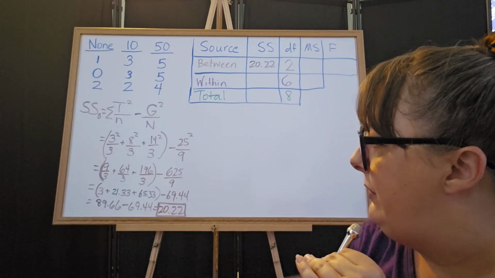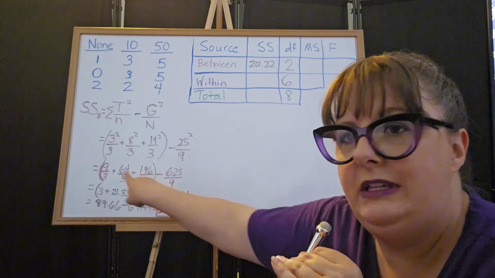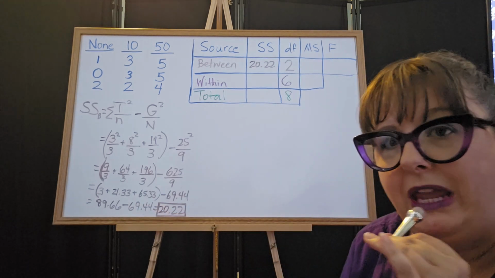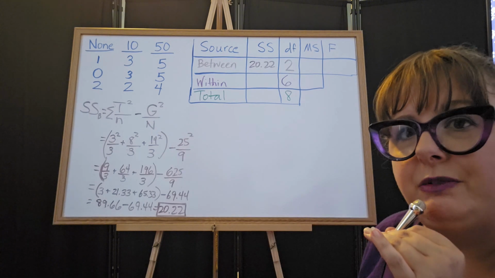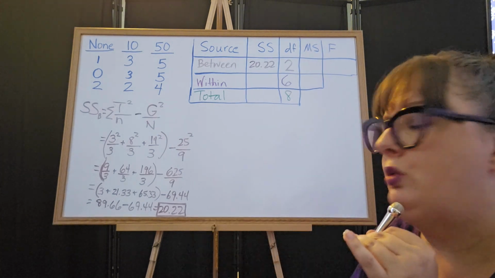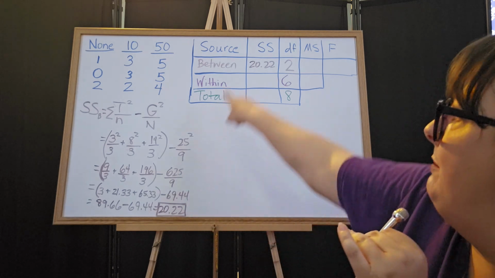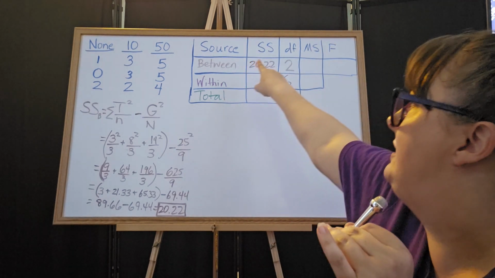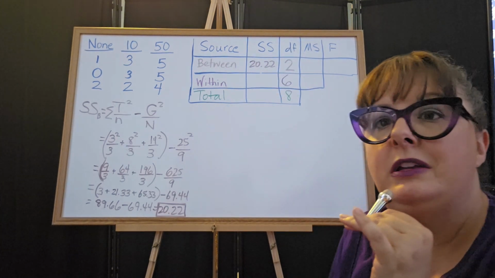So we get 89.66. That's what was in the parentheses here. And now we subtract 69.44 from 89.66, and we get our final answer for sum of squares between, which is 20.22. So what do we do with that number? We take that number and we put it up in our ANOVA summary table. So we get sum of squares between is 20.22.